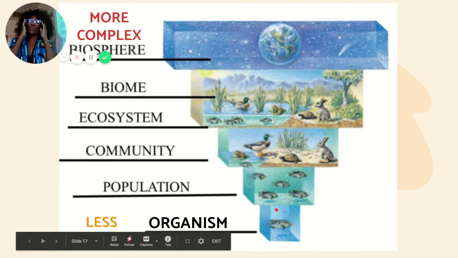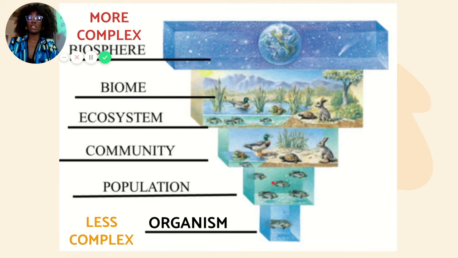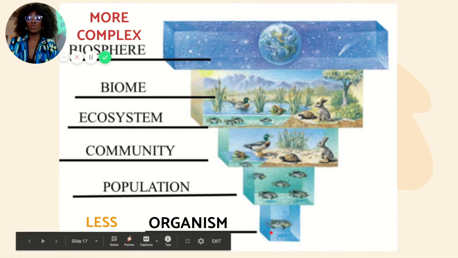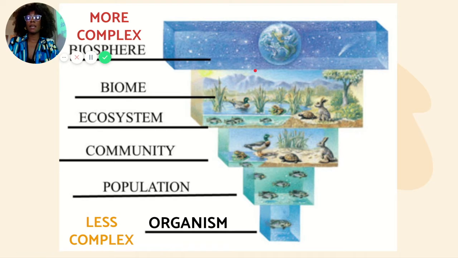Okay. One thing to also note is that the biosphere is big, right? It includes all of these other things. A community includes various populations and includes different organisms. So you would say that a community is part of the biosphere. It would not be correct to say that the biosphere is part of a community because the biosphere is more complex. It can't be part of a community.